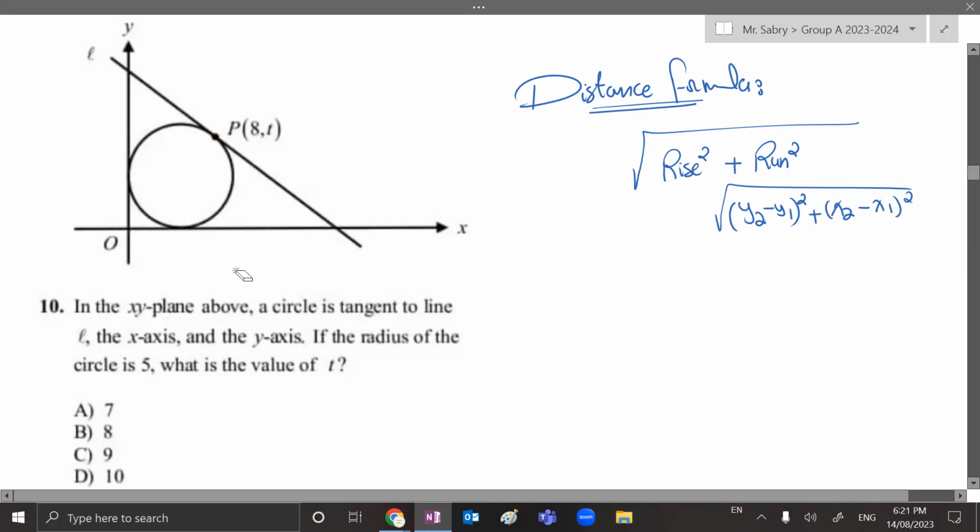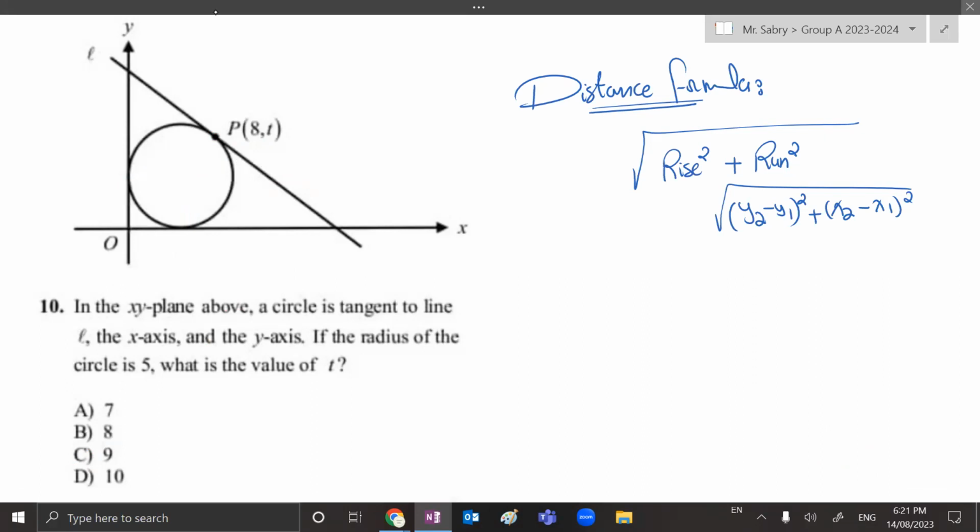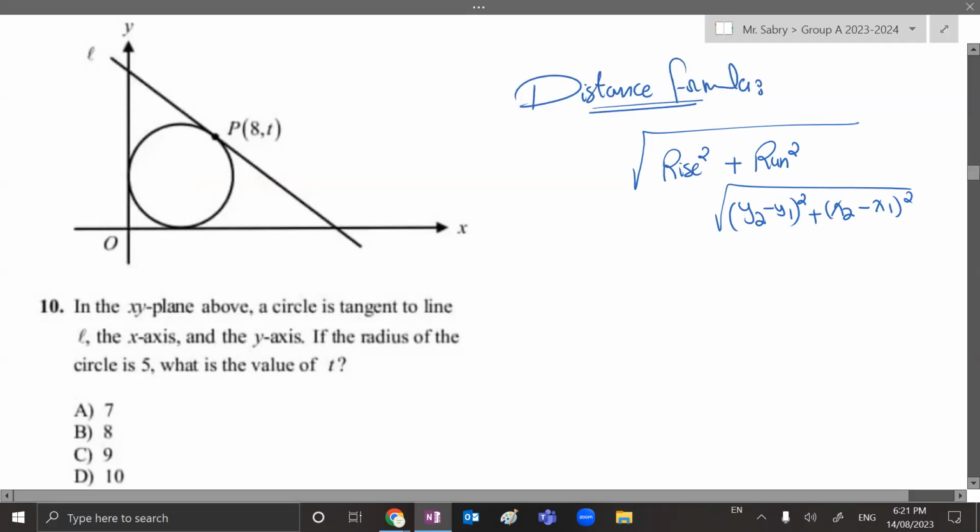They said that this is a circle, and that the circle is tangent, which means it touches the line L, the x-axis and the y-axis. So it touches here, it touches there, and it touches there. They also said that the radius of the circle is 5.